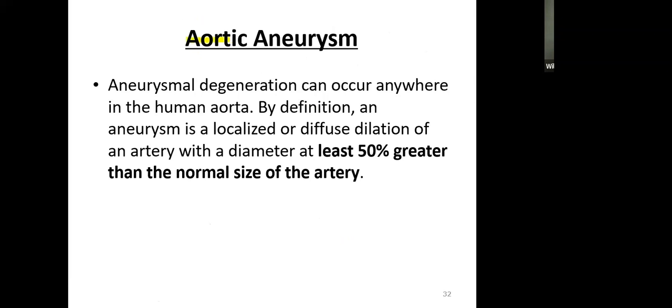Very, very common problem. I actually spent 6 months working in vascular surgery, and it was very interesting to see these cases with aortic aneurysms. So an aneurysmal degeneration can occur anywhere in the human aorta. By definition, an aneurysm is localized or diffuse dilation of an artery with a diameter of at least 50% greater than the normal size of an artery.